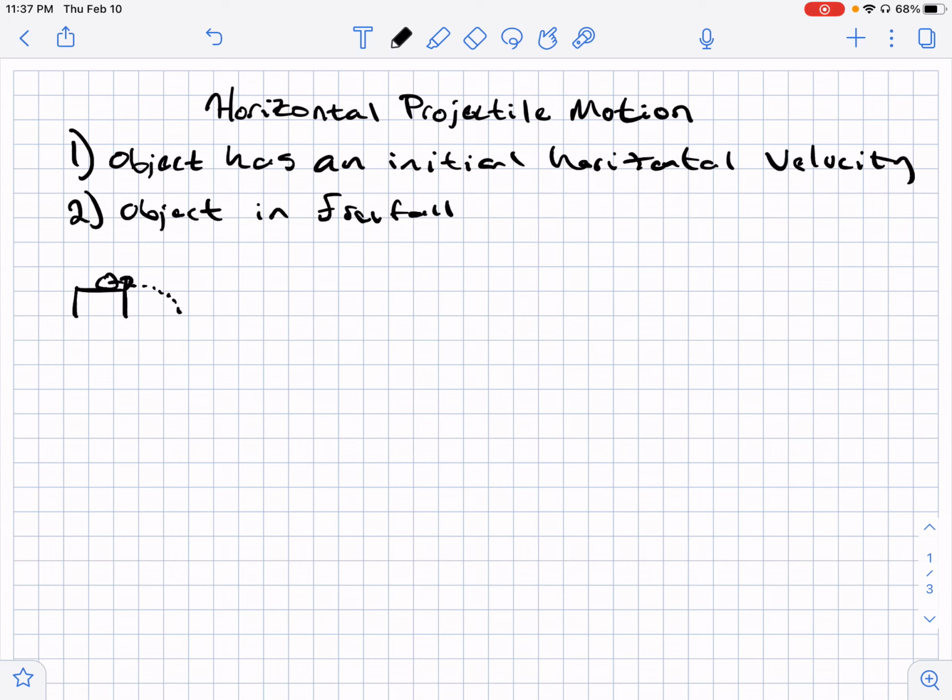An example of it not being horizontal projectile motion would be a skydiver, right? Because a skydiver has other forces other than the force of gravity. Now, remember from the last video, in order for it to be in free fall, the only force is gravity. Another example of an object that's not in horizontal projectile motion would be an airplane, right? Because the airplane also has a drag force or air resistance and a thrust force with the engine, so it's not in a horizontal projectile motion.